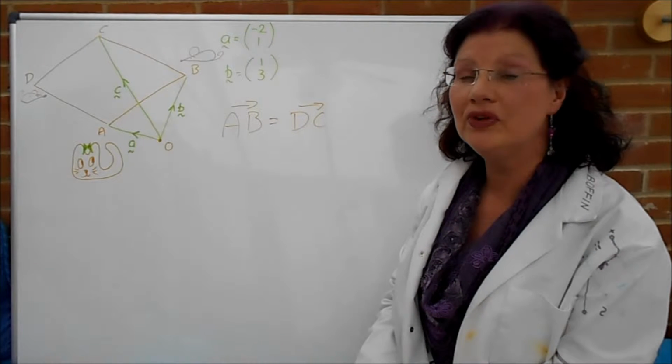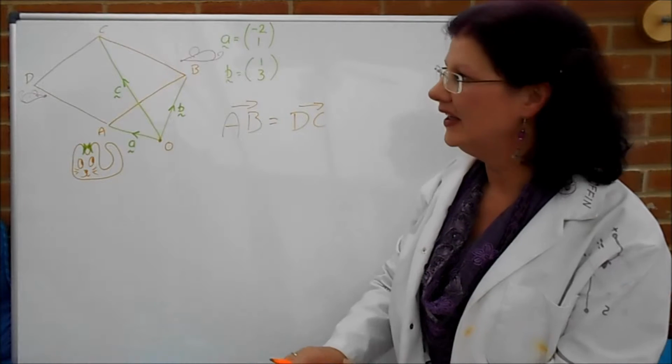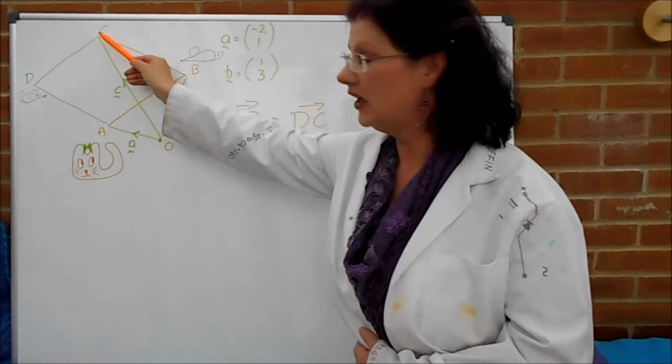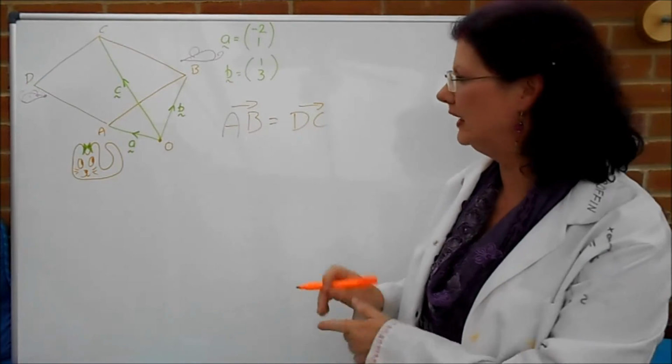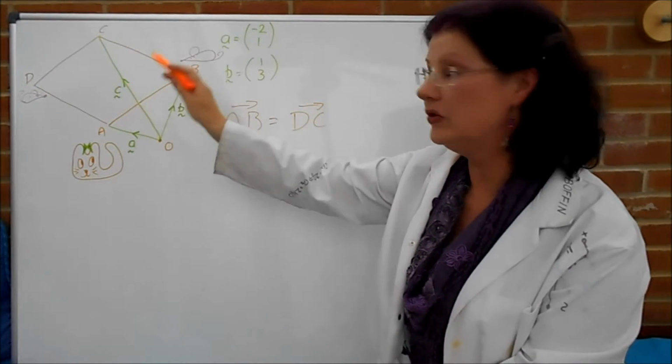Please note that if you put CD, that would be wrong. It has to be starting from D and going to C, not starting from C and going to D. It matters which way you do the journey. So AB is equal to DC.